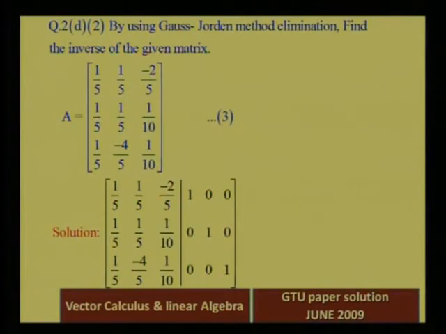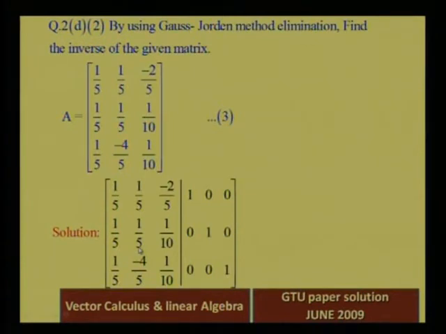So normally, how do we find the inverse of any 3 cross 3 matrix using the Gauss-Jordan method? What do we have to do? You can see this is our solution. The first matrix is the augmented matrix. This matrix is our matrix A, and this is our identity matrix. Now, using some row operations, we want the identity matrix on the left hand side, and whatever is on the right hand side is exactly the inverse of the given matrix A.